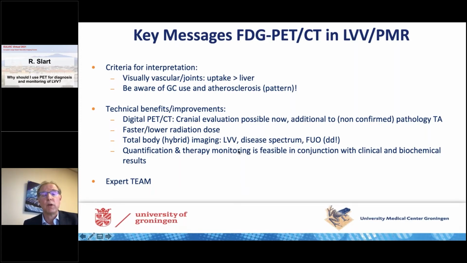We have total body PET, so we image all the affected artery structures. We can also look at the disease spectrum of PMR and vasculitis, and we can also come up with an alternative diagnosis in patients with fever of unknown origin. We can quantify it also. It will be very handy for therapy monitoring in combination with clinical and biochemical results. It's not always easy, these scans. You always have to discuss them again. It's very important to do so in your expert team in your own institute.